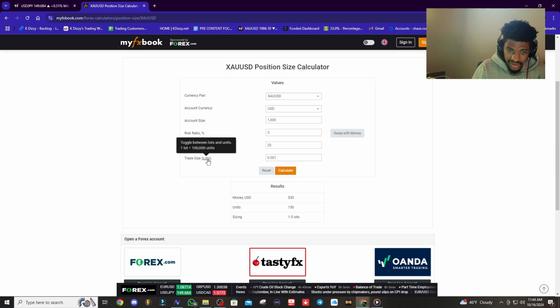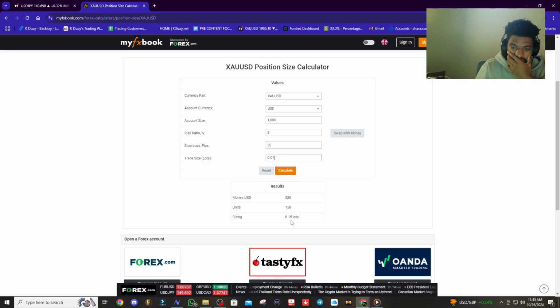So right here, lots, toggle between lots and units. 1 lot equals 100,000 units. That's the one thing that tripped me up, was trying to figure out this setting right here and really just not getting it. 0.1, 0.01. So maybe that, 0.15.